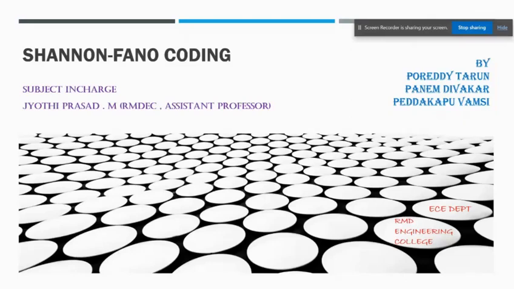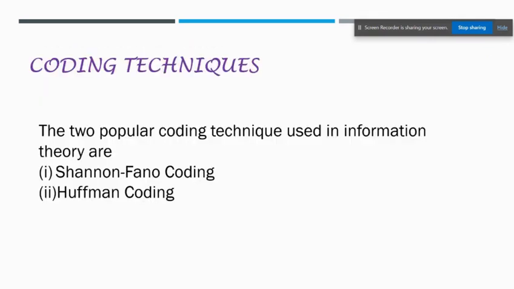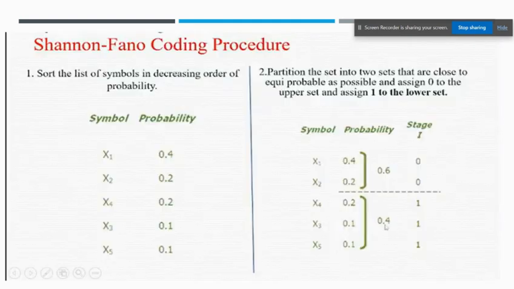I am here to explain Shannon-Fano coding in digital communications, 5th semester ECE. There are two popular types of coding techniques: Shannon-Fano coding and Huffman coding. Now we are here to know about Shannon-Fano coding. In Shannon-Fano coding, there are four steps in the procedure.